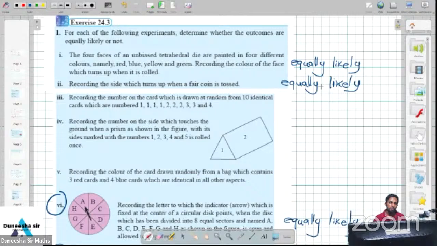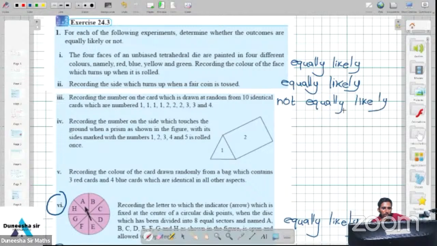Third one, recording the number on the card which is drawn at random from 10 identical cards which are numbered 1, four ones, 2, three twos, 2 threes, 1 four. The possibility of getting 1, the possibility of getting 2, the possibility of getting 3, the possibility of getting 4. Is it equal? No. So it's not equally likely. Not equally likely. Okay.